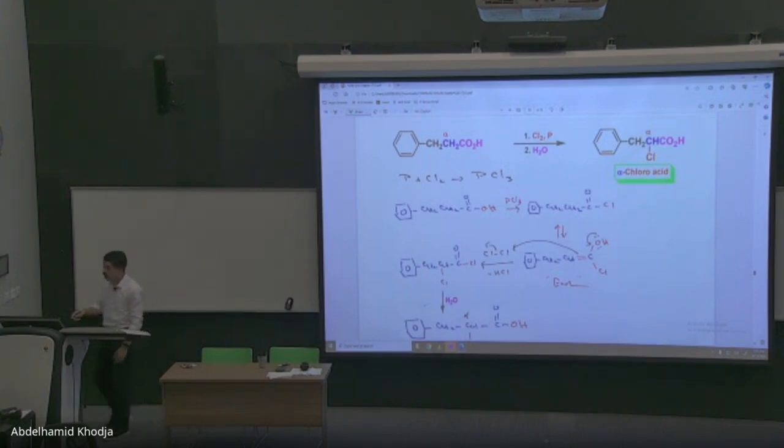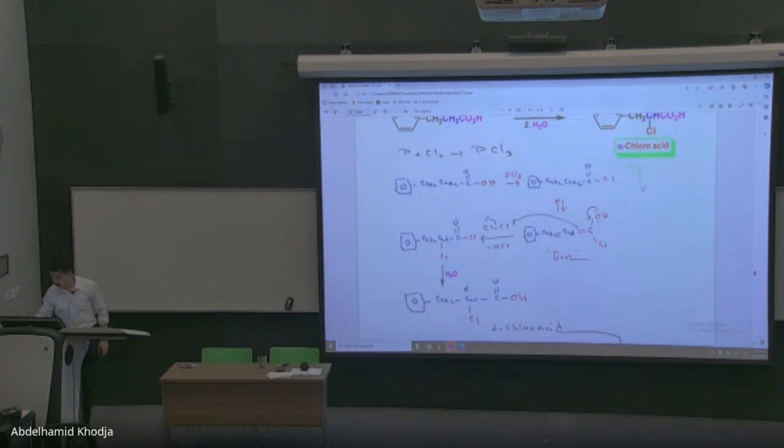Then this structure exists in resonance, forming an enol. Remember keto-enol, chapter 16A, 16B? This stuff will still haunt you between now and your final exam. So you have keto-enol tautomerization, a fancy way of saying you build a C double bond C.